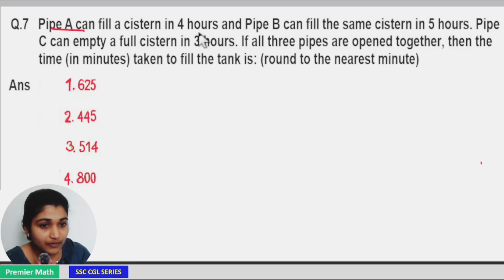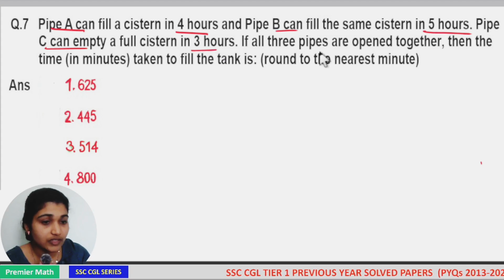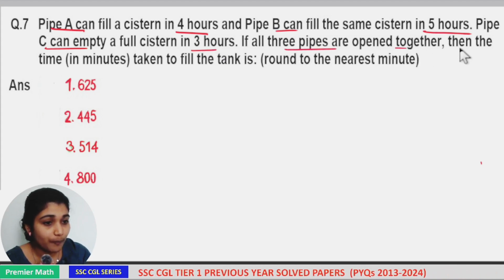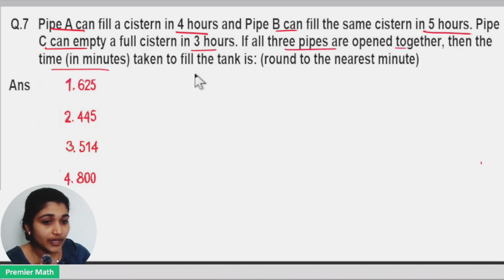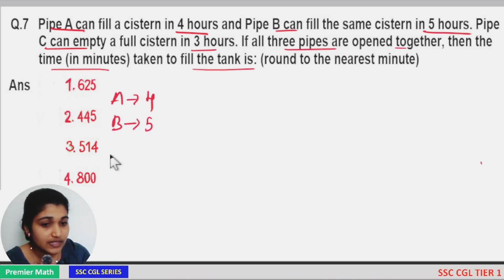Pipe A can fill a cistern in 4 hours. Pipe B can fill the same cistern in 5 hours. Pipe C can empty a full cistern in 3 hours. If all three pipes are open together, then find the time in minutes taken to fill the tank. Here A fills the tank in 4 hours, B fills the same tank in 5 hours, and C empties the same tank in 3 hours.